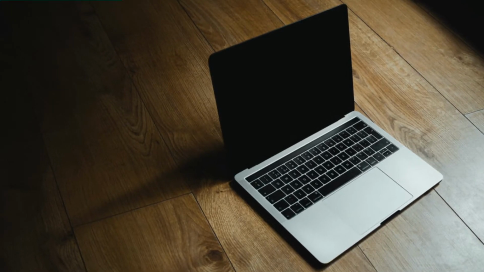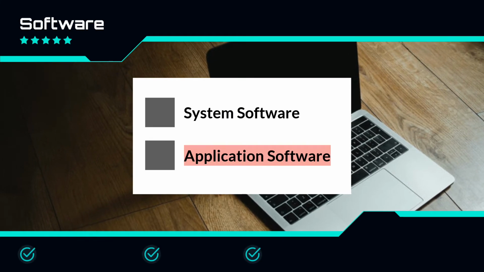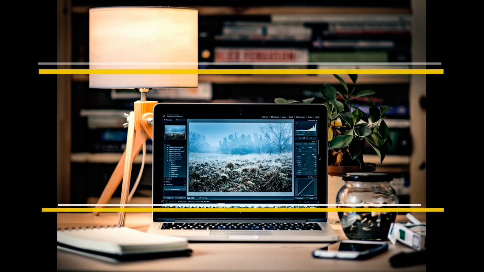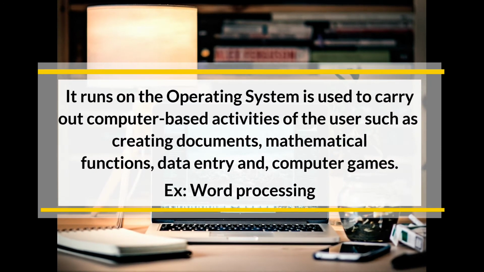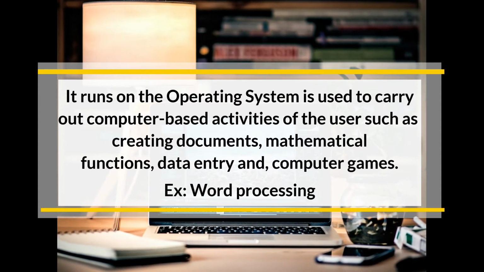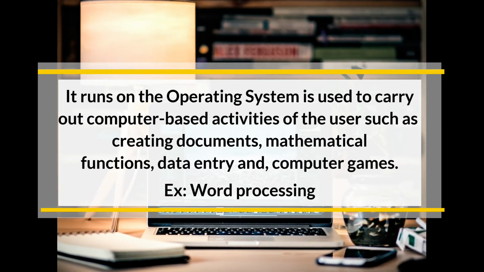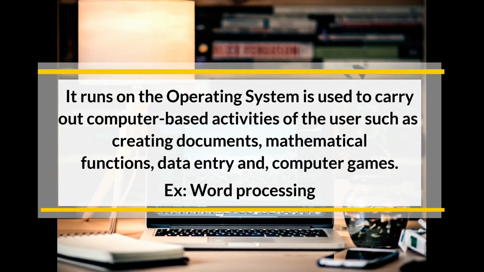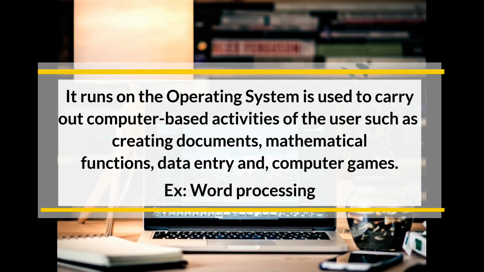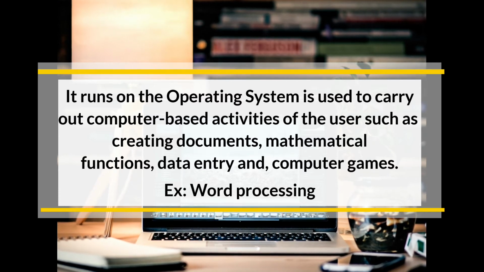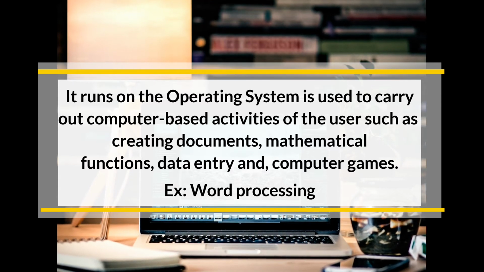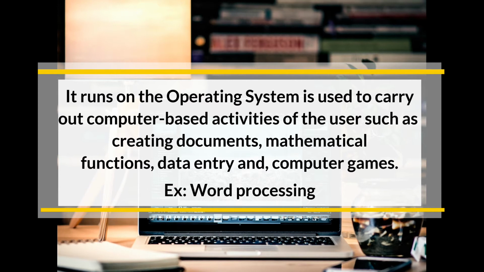It's time for us to go to the second part of software. That is application software. Application software runs on the operating system and is used to carry out computer-based activities of the user such as creating documents, mathematical functions, data entry, and computer games. For examples, word processing software like Microsoft Word, spreadsheet software like Microsoft Excel, presentation software like Microsoft PowerPoint, and database software like Microsoft Access.